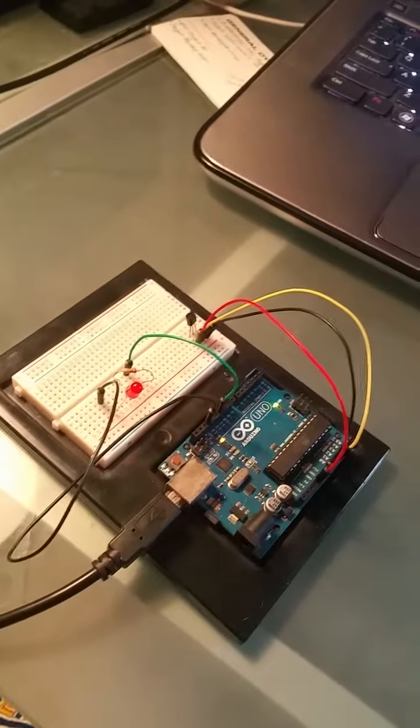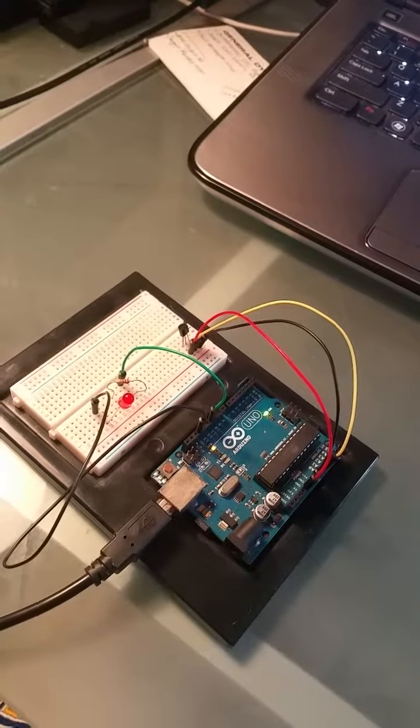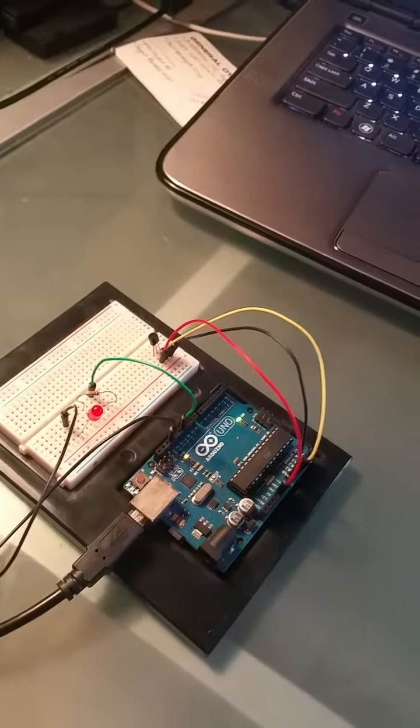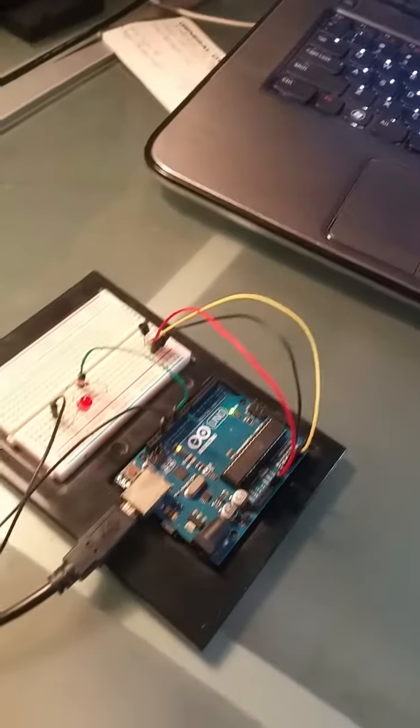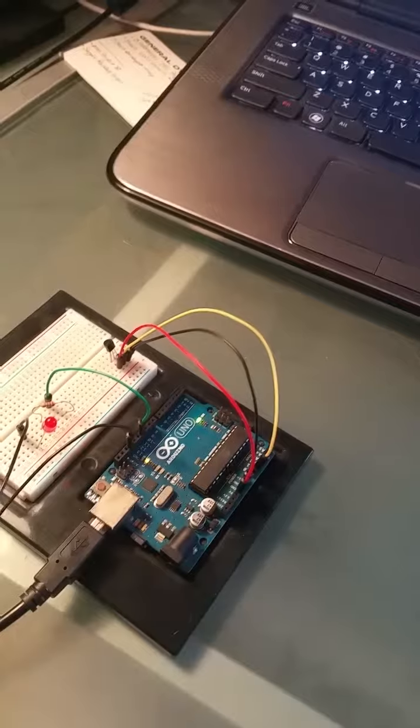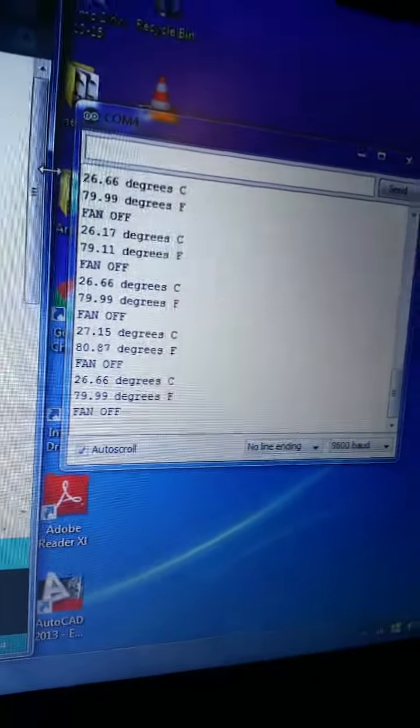Thus, if the sensor were to go over 85 degrees, the fan would kick on, thus the LED would kick on, and then the system would continue to run the fan until the temperature was no longer greater than 85 degrees, which is the desired temp. Right now, the actual temp is represented on the screen as 80 degrees Fahrenheit, so it's less than 85.